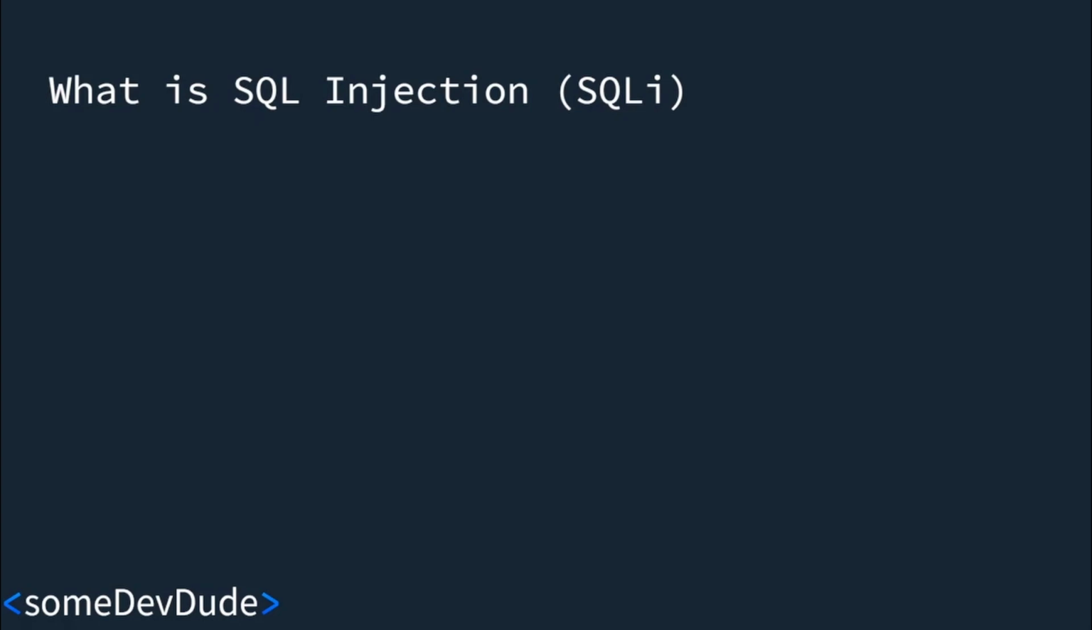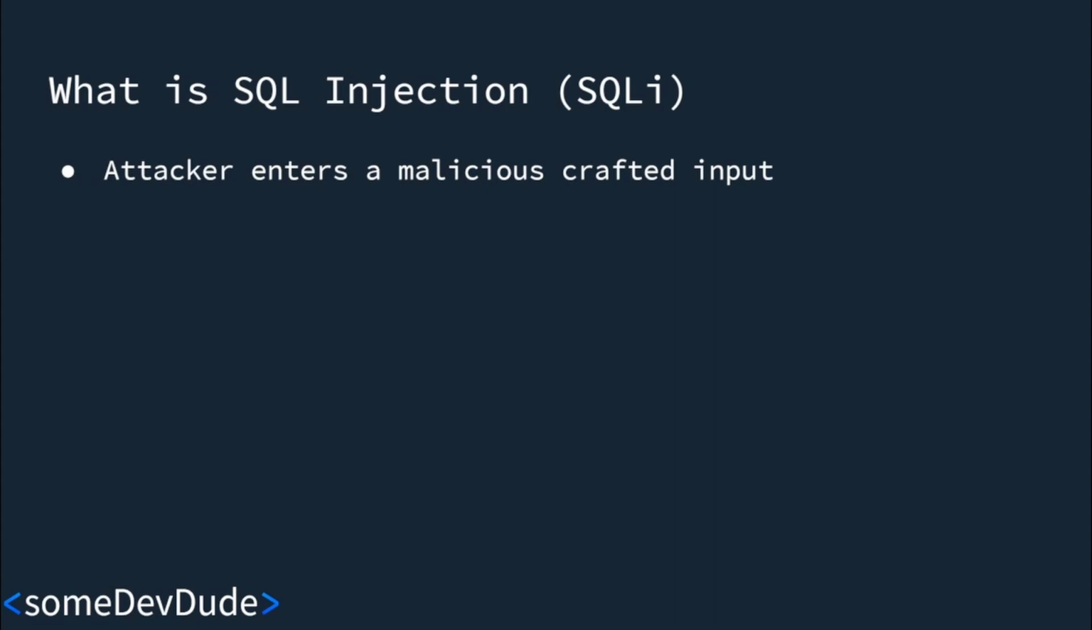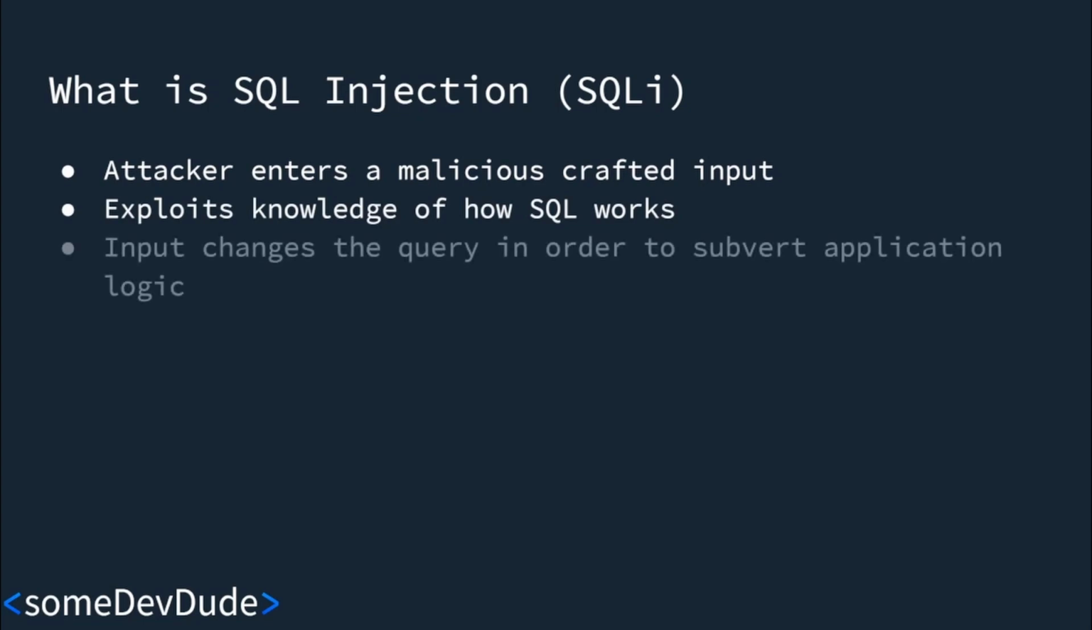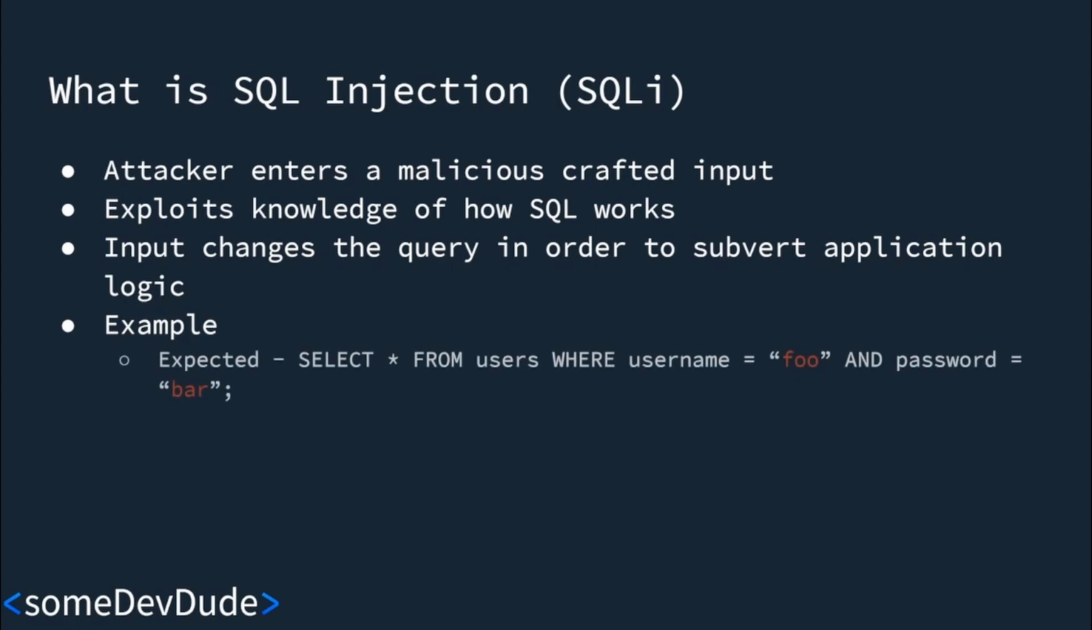So here we use a select example of how a SQL injection attack works. The attacker enters a malicious piece of input, exploiting their knowledge of how SQL works, and we'll use that to subvert the application logic and make it do something that wasn't intended. So here we have a quick example. I'm just going to read out the entire query and then break it down. We have: select all from users where username equals foo and password equals bar.